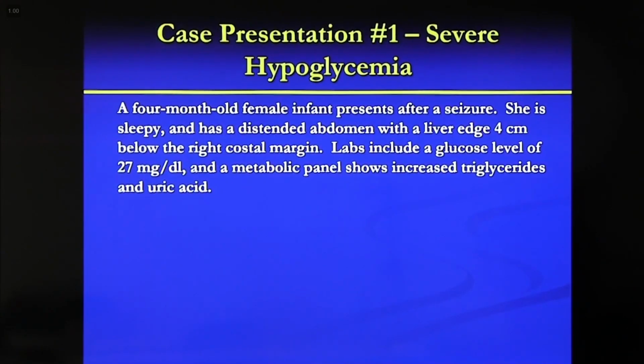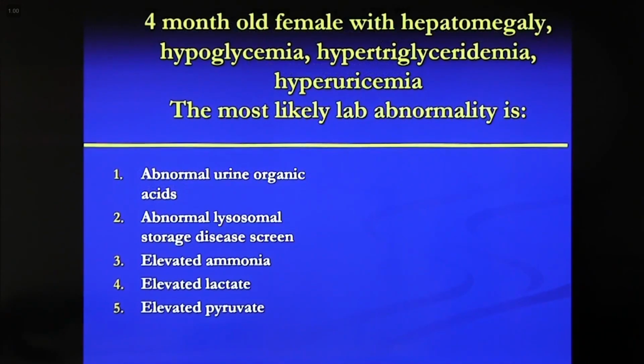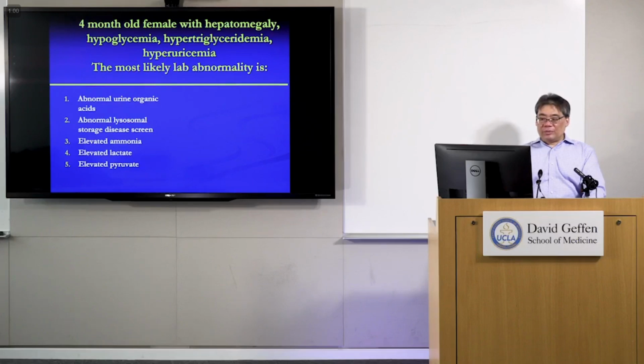I'm going to shift gears now from proteins to carbohydrates. Okay, so we're going to have a case of hypoglycemia. So this is a 4-month-old who presents after a seizure, and you suspect that it is a hypoglycemic seizure because the glucose was 27. This patient also has hepatomegaly with a liver edge 4 centimeters below the right costal margin. You get some comprehensive metabolic labs, and it turns out that there's increased uric acid and increased triglyceride. If you have hypoglycemia, hypertriglyceridemia, and hyperuricemia, what additional lab value are you likely to have?